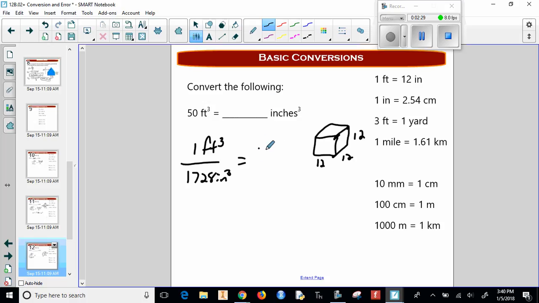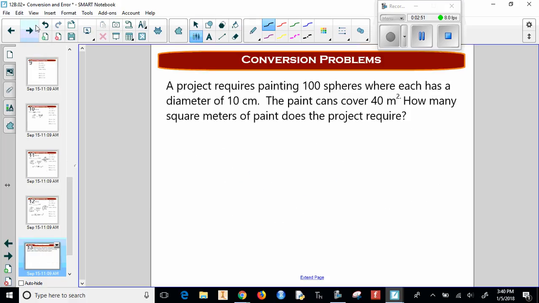So if I have 50 cubic feet, we want to figure out how many cubic inches. I'll just multiply those numbers out, and that is a whopping 86,400 cubic inches. All right, so hopefully you're getting the hang of these conversions. Let's do one more and then I'll be done.